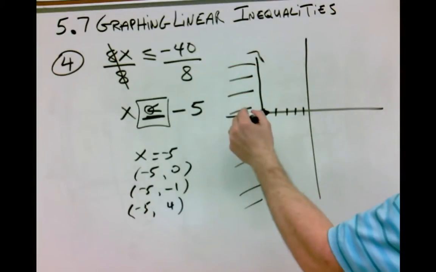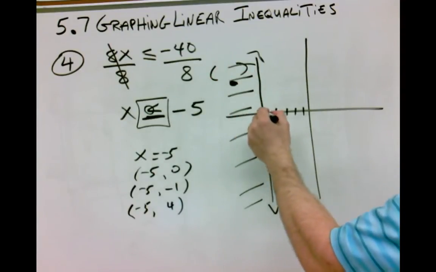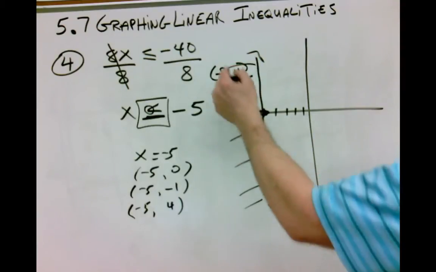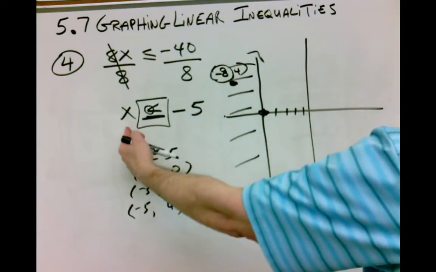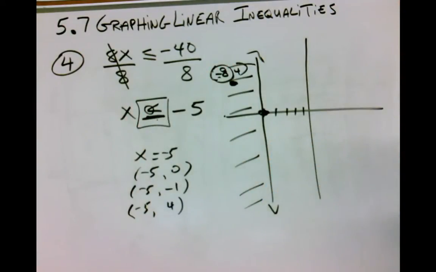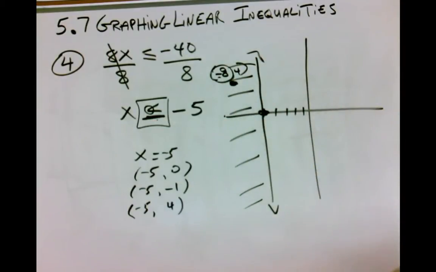And if I pick any point to the left, let's say over here, and let's say this point was (-8, 4). I can pick the x value, because there's only an x value here, and -8 is less than or equal to -5. So no matter what, any point in that shaded region or any point on this line, as long as it's equal to, it's going to be solid, will make this statement true. Okay, one mistake.